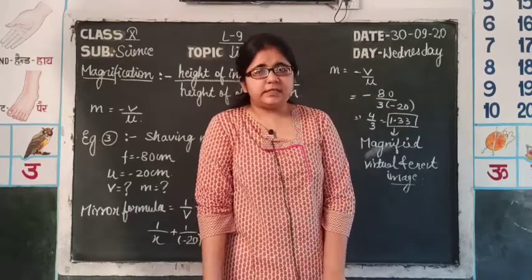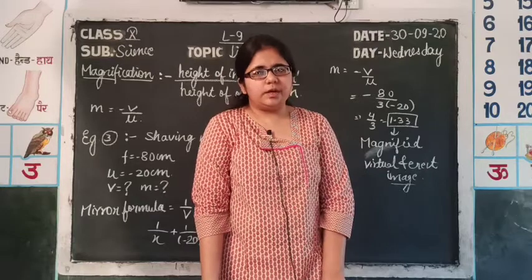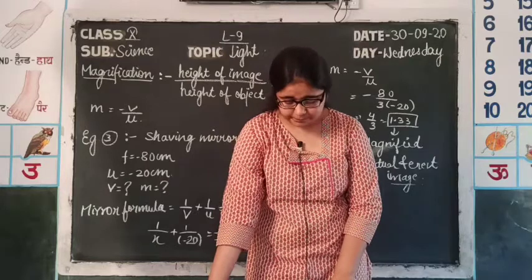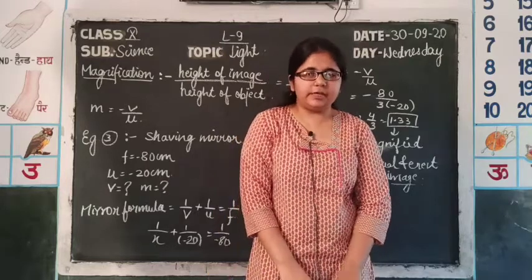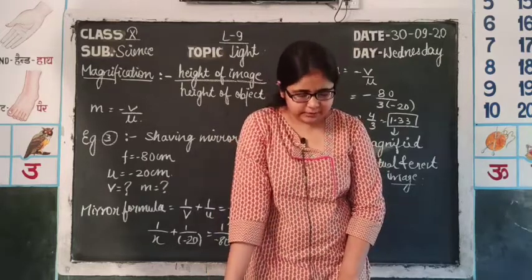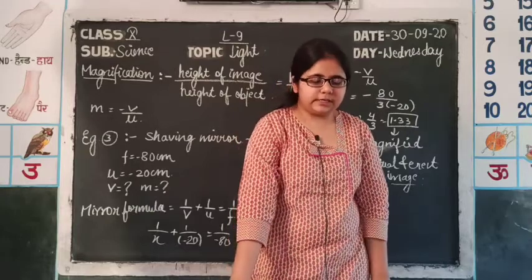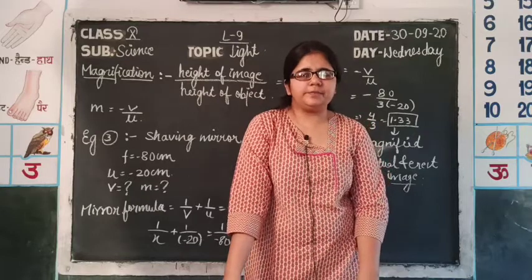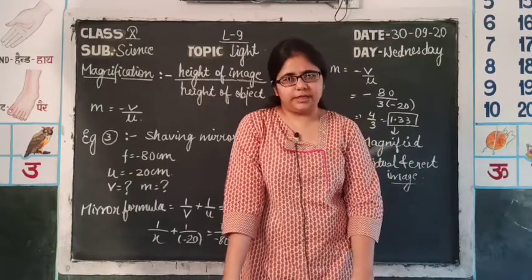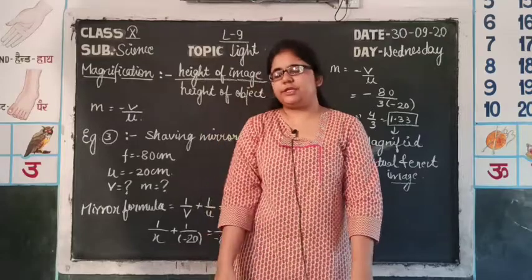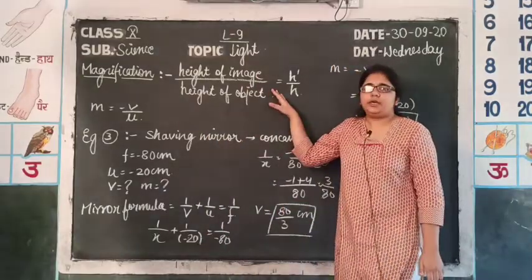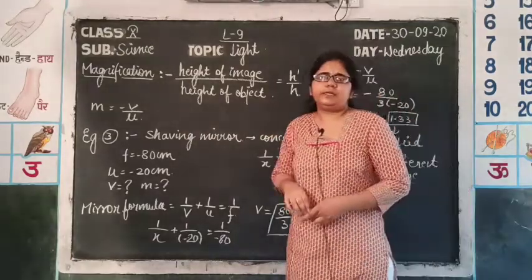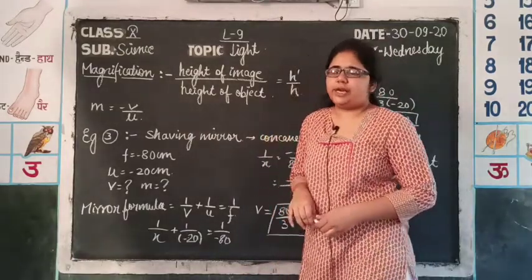After that, we discussed the mirror formula, that is 1/u + 1/v = 1/f. We derived that equation with the help of similarity in triangles. And now, today we will discuss magnification. Magnification is how much the image is magnified with respect to the object. The formula of magnification is height of image divided by height of object. That is the comparison of size between image and object.